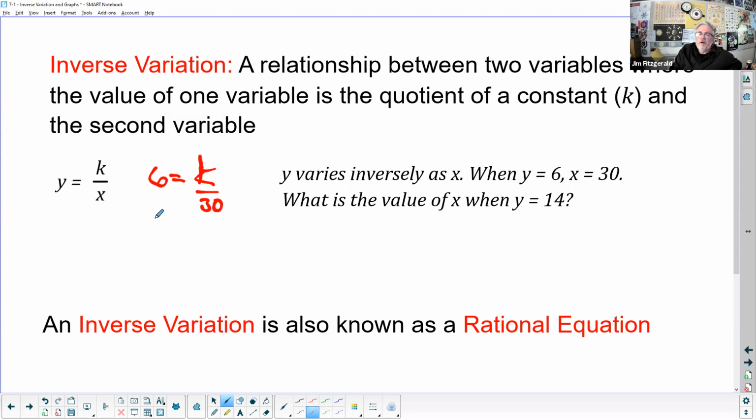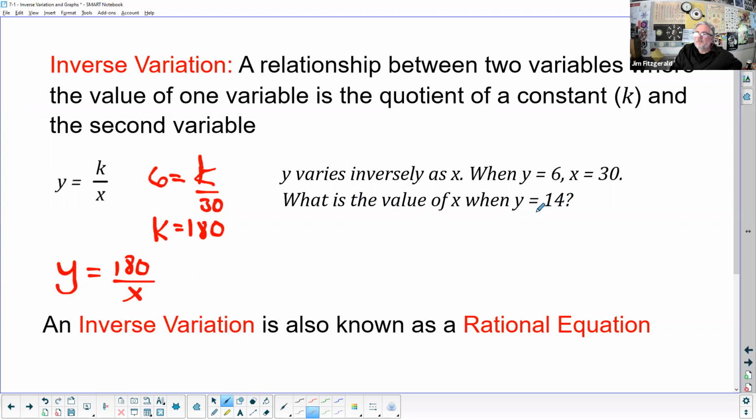And so if I need to find out what k is, I'm just going to multiply both sides by 30, and I get k has got to be 180. So my equation is y is equal to 180 over x. So that's that inverse variation for this situation.